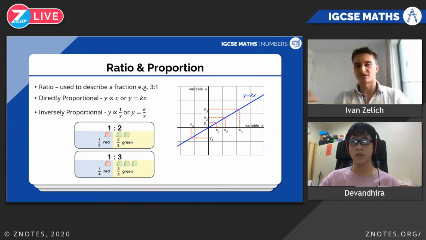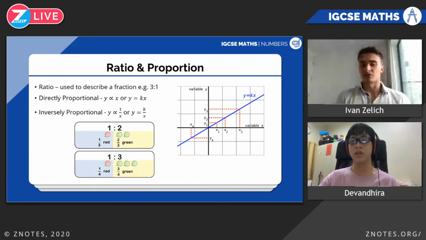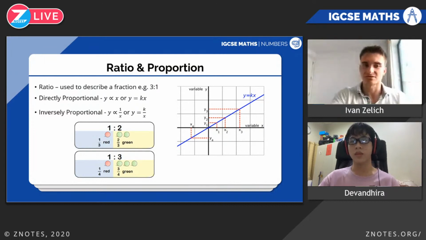If one increases and the other increases, that is direct proportion. An inverse proportion would be, say, one increases but the other decreases. But you'd have to really check whether it was exactly a line or a hyperbola in the inverse proportion case.